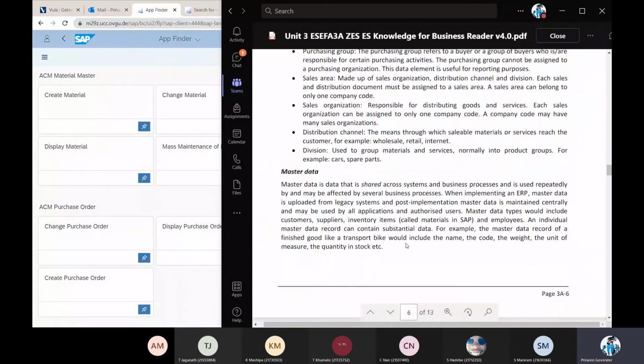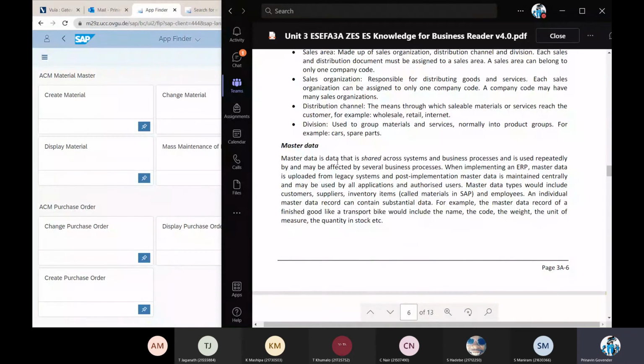There's this word, master data. Master data is data that is shared across systems and business processes, is used repeatedly, and may be affected by several business processes. This is something that you need to acquire an understanding of in terms of the terms in our S/4HANA application. I did the example with Mr. Maniram, I think it was last week, Monday. Mr. Maniram, do you recall we were doing some practical work?